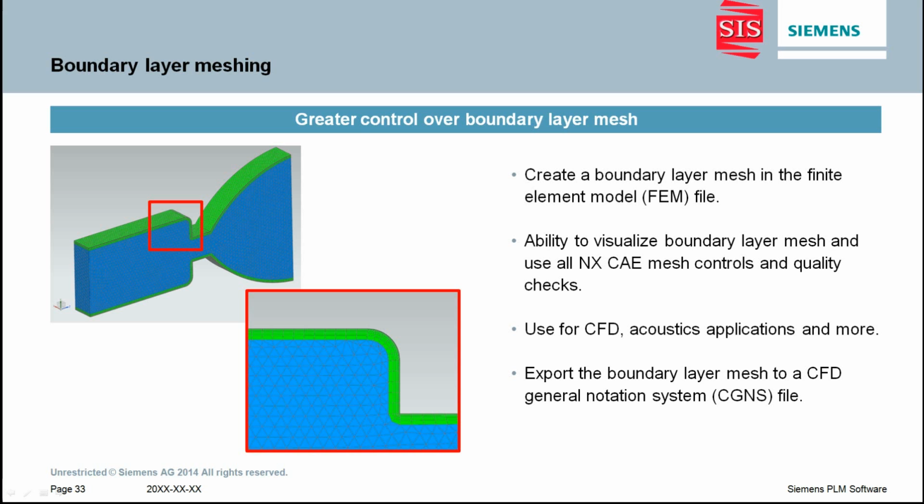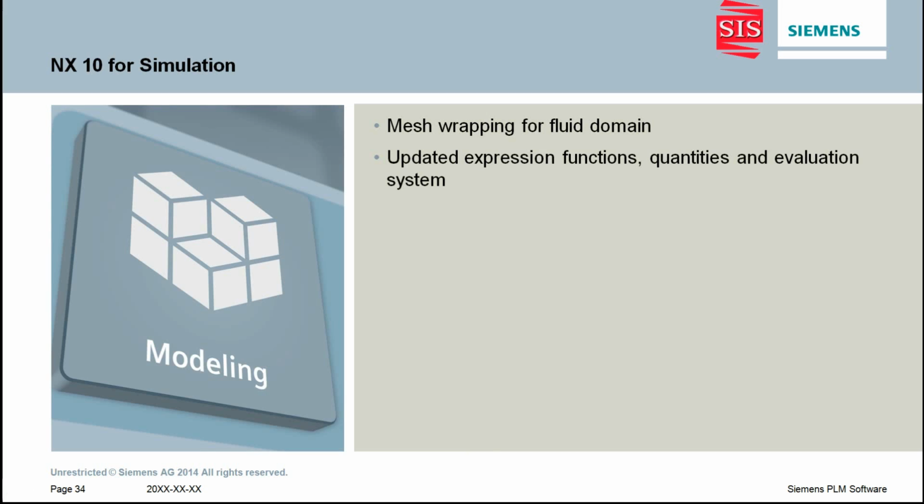This also makes the boundary layer mesh available for other applications in addition to computational fluid dynamics, such as for acoustics applications. You can take advantage of the NX CAE geometry and mesh processing speeds for use with external CFD solvers by exporting the boundary layer mesh to the CFD General Notation System file.